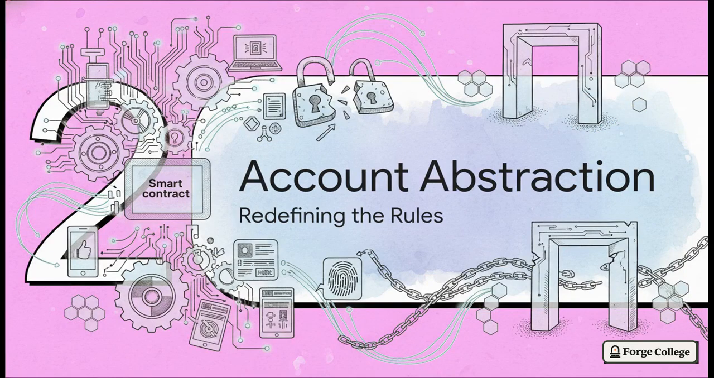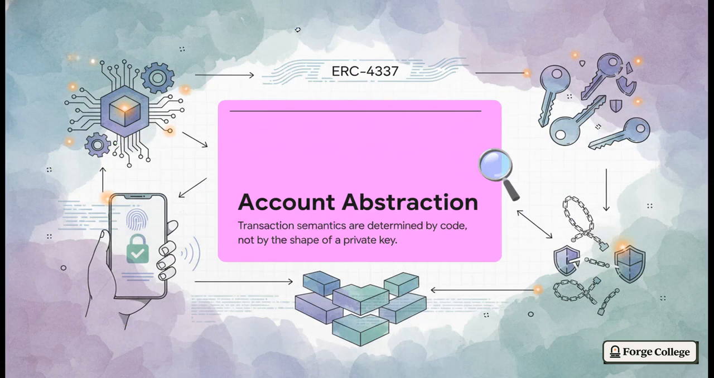Section 2. What is account abstraction and how are we redefining the rules? So how do we actually fix this rigid system and decouple the account from the private key? Well, account abstraction simply means we let smart contract code make the rules. Instead of the blockchain protocol forcing a single type of cryptographic signature, your wallet itself becomes a smart contract.